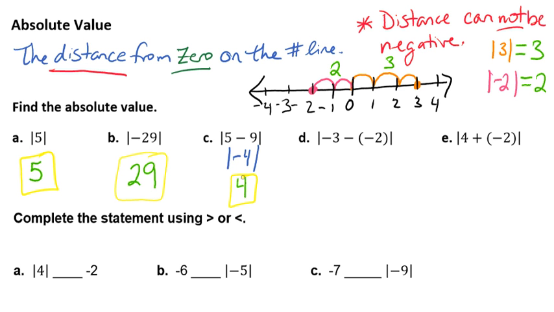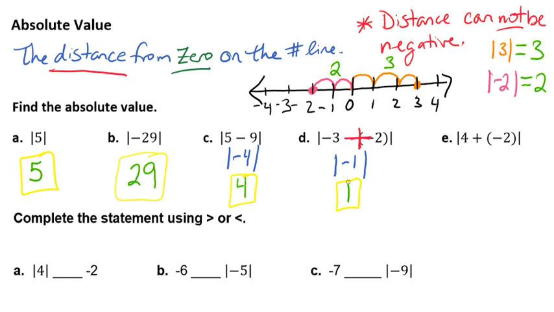So let's look at our next example. Here we have the absolute value of -3 minus a -2. And we know that when we have two negatives, they undo each other. They make a positive. A double negative is a positive. So now we have -3 plus 2. And that's going to leave us with the absolute value of -1. So how many spots from 0 is -1 on a number line? That's right, it's 1 spot away from 0. So the absolute value of -1 is 1.